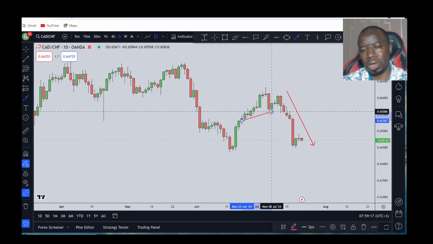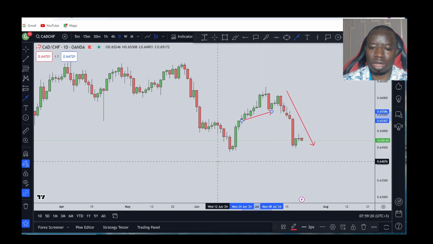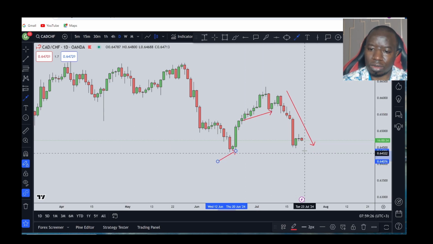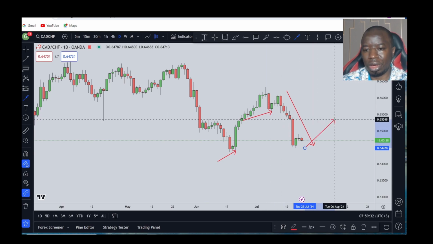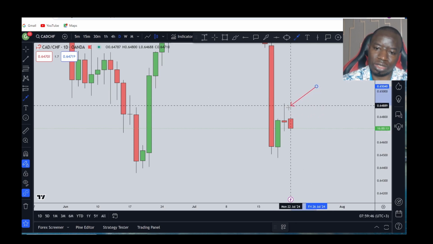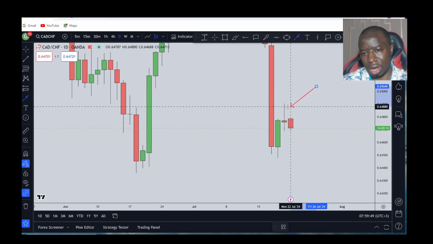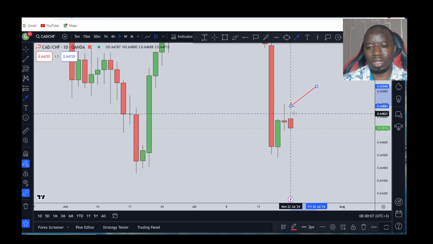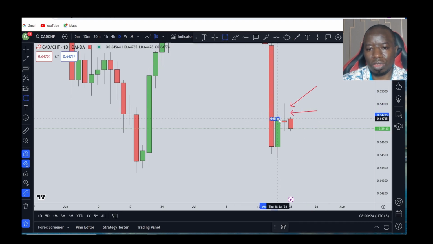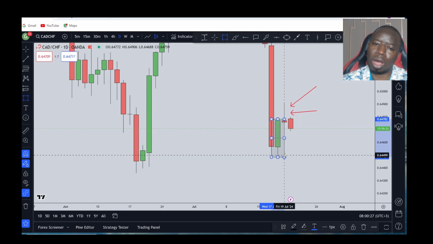When support is broken, it becomes resistance. And we see that after getting to these lows here, price started retracing to the upside but wasn't able to reach this resistance area. It was rejected around this area here, and it closed as a bearish candle in the shape of a pin, which we know technically as a pin bar as far as candlestick formations are concerned. Now you also see that this candle here opened and closed within the range of this bullish candle, making it technically a pin bar.